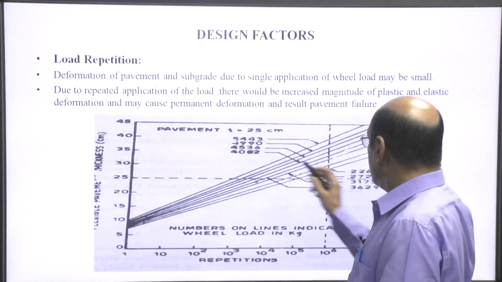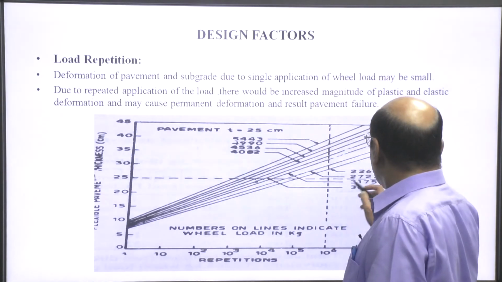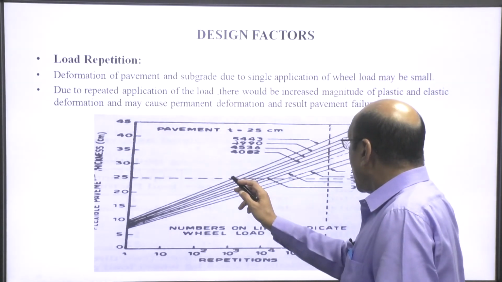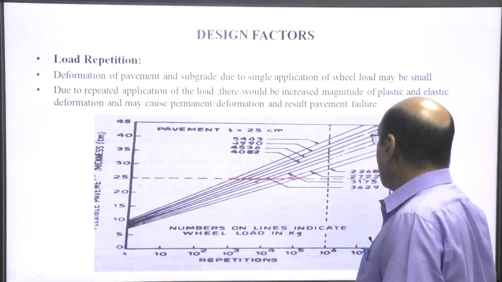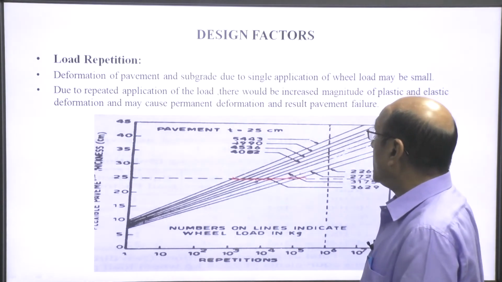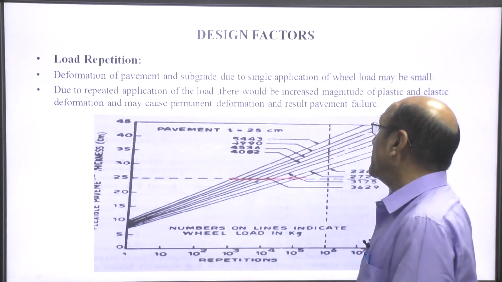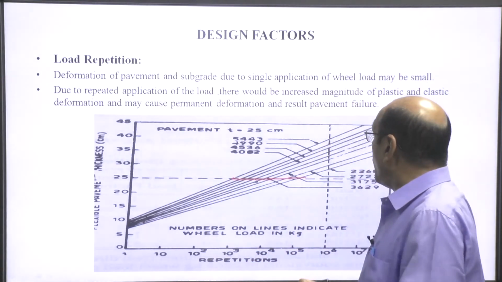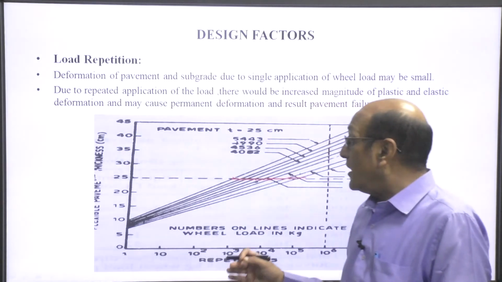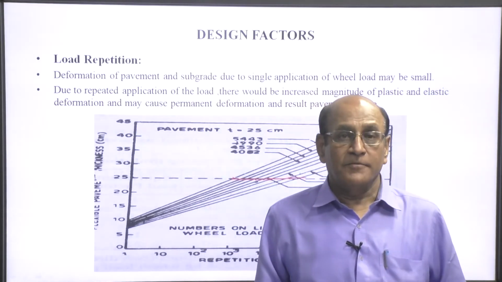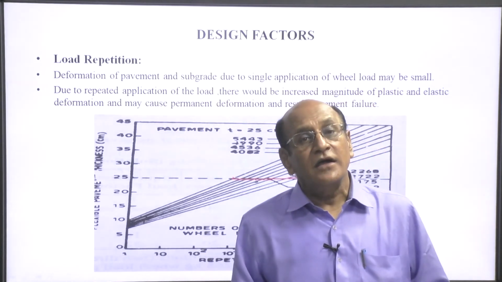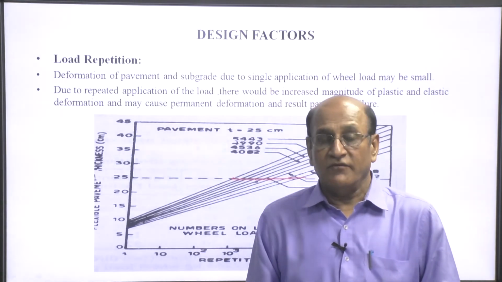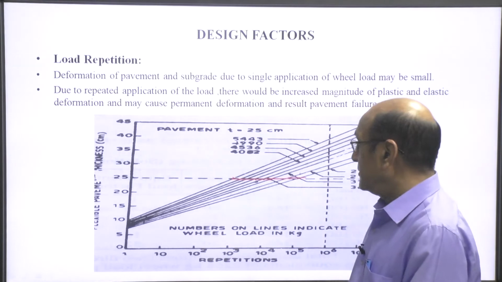See here, these are the number of lines here at 25 centimeter thickness. These are the lines which cut each of the loadings at 25 centimeter thickness. So, as repetitions go on increasing, the thickness required will be more. We will discuss it in the design part of the flexible pavement, the effect of the repetition.